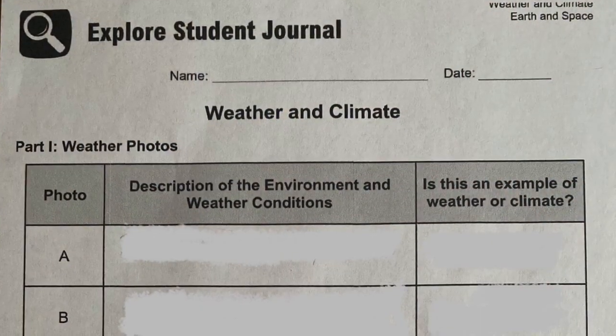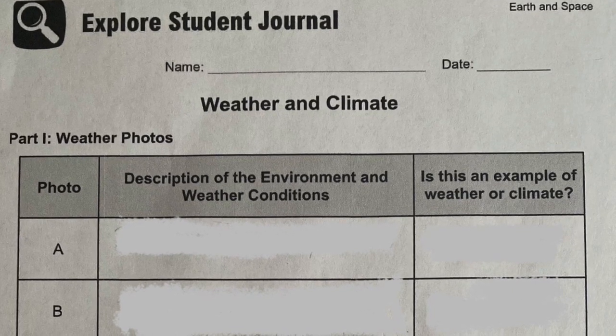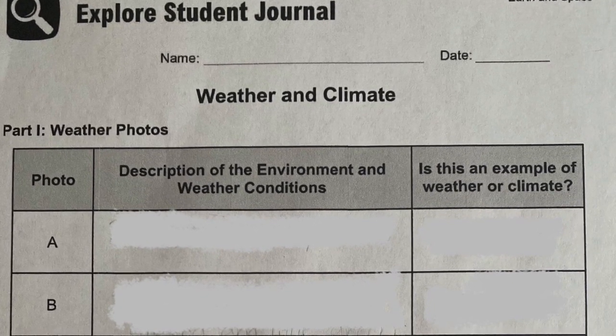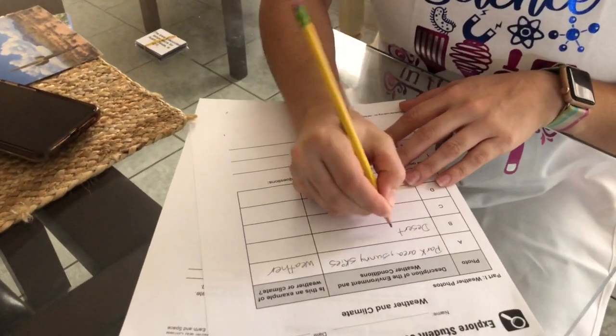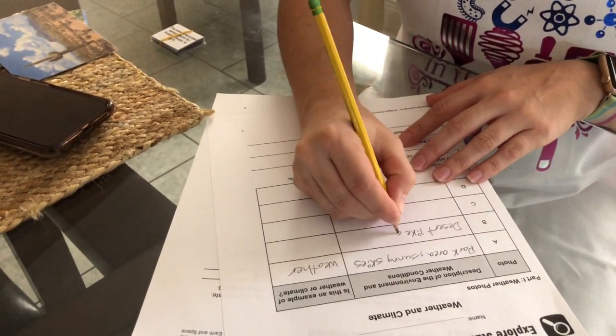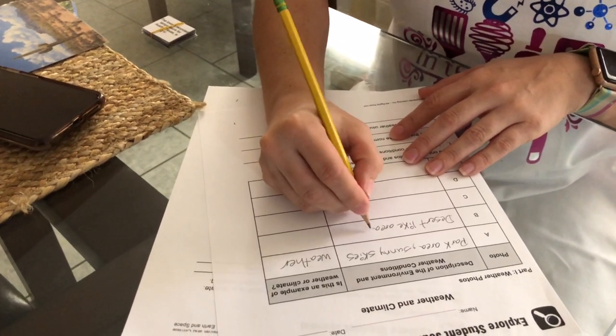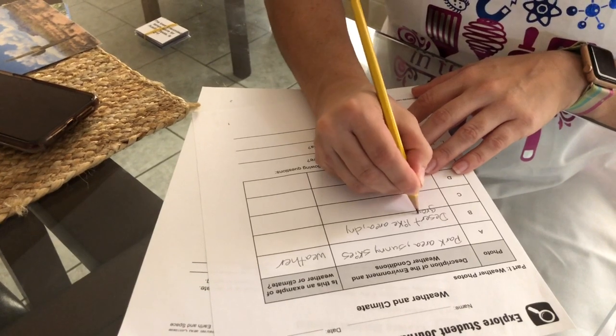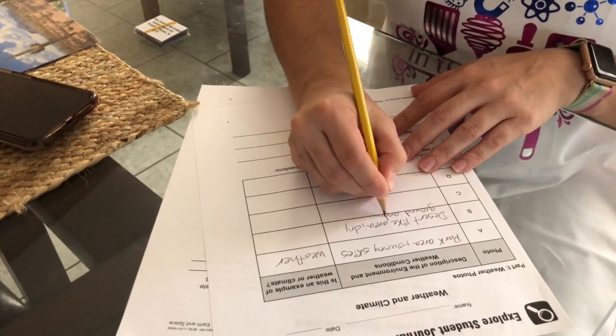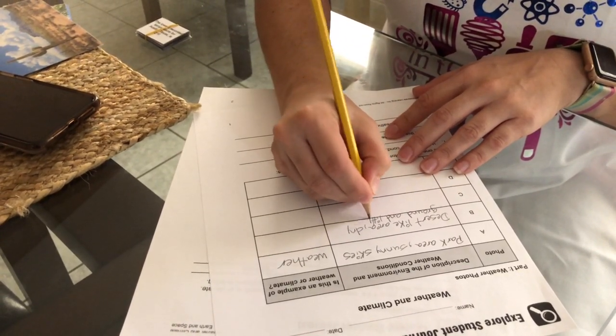So I'm going to write that under the description. Again, pause the video to write down your information. Desert-like area, dry ground, and little green.